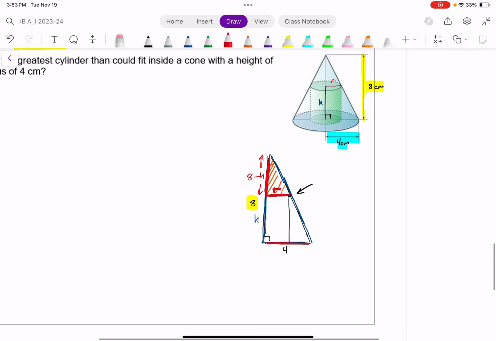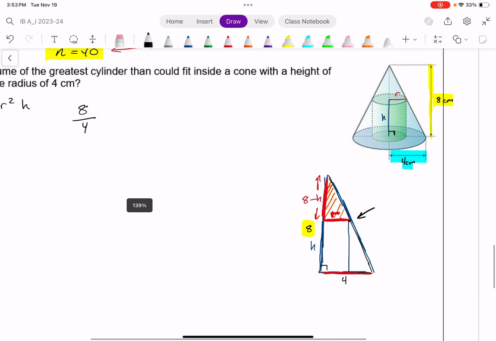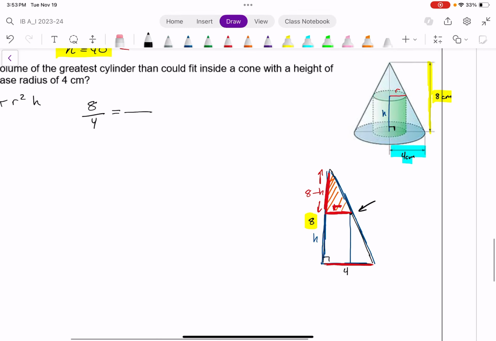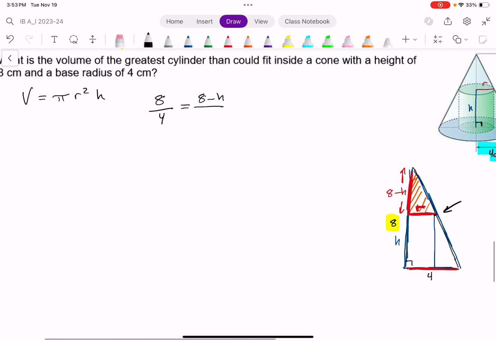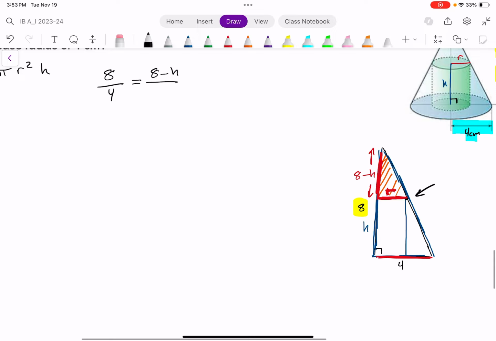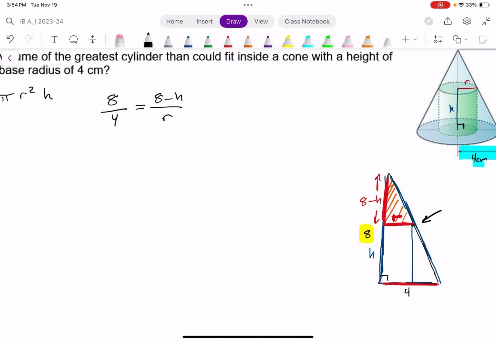So I can say the ratio of 8 over 4, the height of the big triangle divided by the base of the big triangle, must be proportional to the height of the smaller triangle, 8 minus h, divided by the base of my smaller triangle. Sorry, my screen keeps going weird on me. Now, this reliance on similar triangles goes back many grades. It's easy to forget, but it tends to come up in a number of calculus questions.